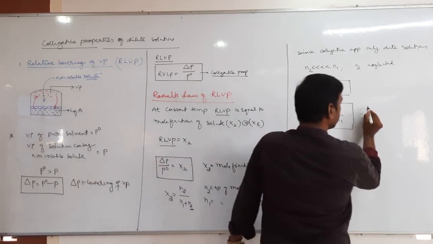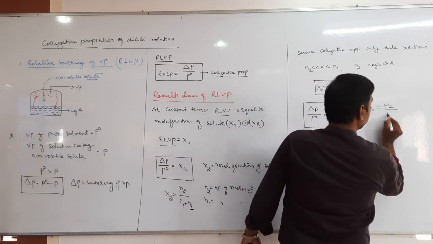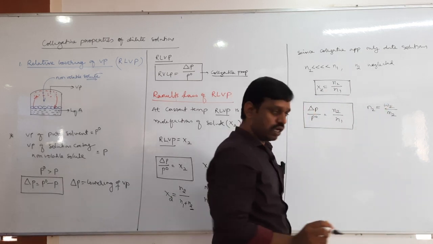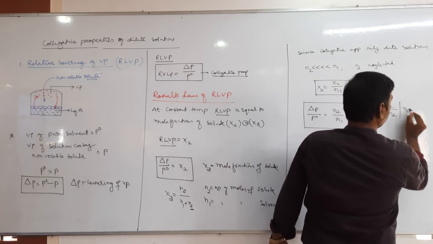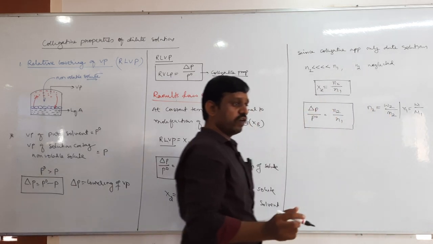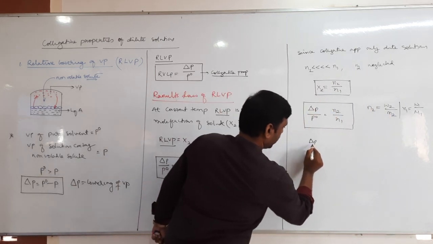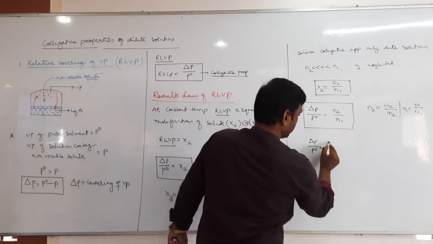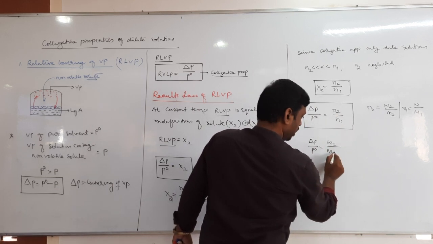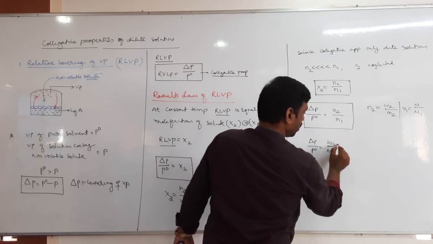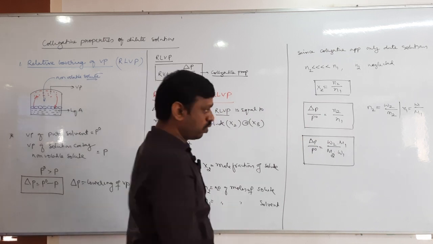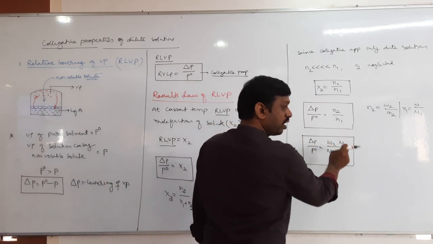But we know that N2, the number of moles of solute, is W2 by M2, the mass of the solute divided by the molar mass of the solute, and N1 is the mass of the solvent divided by the molar mass of the solvent. So delta P by P naught is equal to W2 by M2 into M1 by W1. So RLVP equals W2 by M2 into M1 by W1.